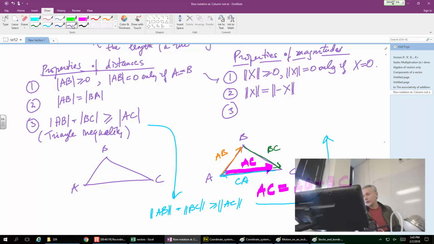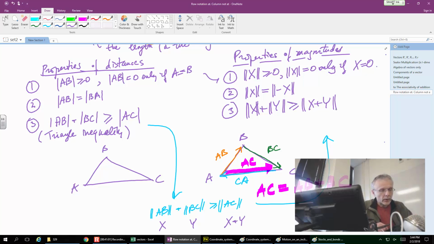So, let's rename things. This is X, and this is Y, and this is X plus Y, right? So the magnitude of X plus the magnitude of Y is larger than or equal to the magnitude of X plus Y. Okay? So this is all applicable to multidimensional spaces. The distances were introduced and studied for n-dimensional spaces, and so do the properties of magnitudes apply to vectors of all directions.